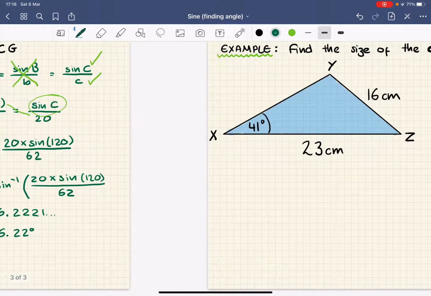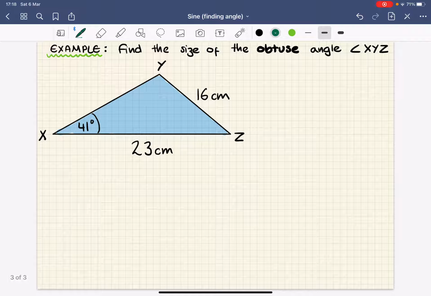Okay, last one here. So this one I've got: find the size of the obtuse angle XYZ. So that's going to be this angle. Now let's just get that back. There we go. So XYZ, that's going to be this angle up here. So it's kind of leading us a little clue that there's going to be something a little bit off because it's made a big deal about the fact it's an obtuse angle. But for the time being, let's just process this like it is a normal triangle.